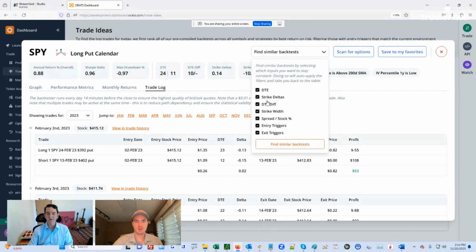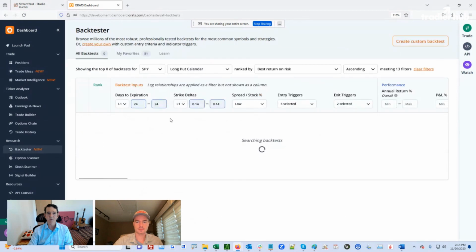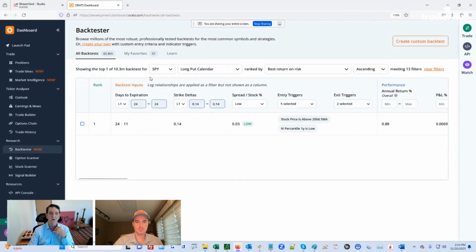So we've made it easy. If you find similar backtests, now we're going to go to our big database, and we've kind of filtered it down to our strategy here. Now we want to start loosening some of these criteria. So we have a low spread to stock.